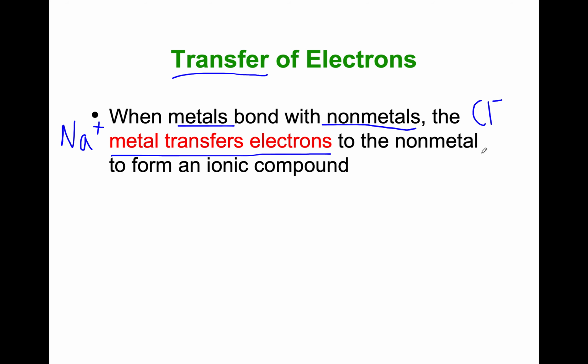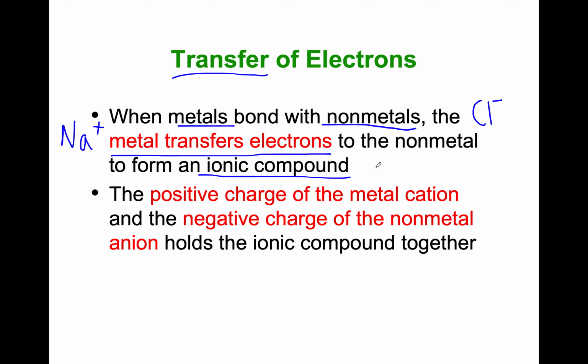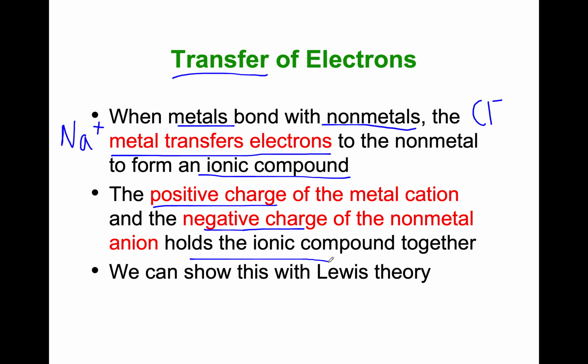Okay, so that's the sodium chloride. Now you're seeing the theory or the why behind it. Sodium goes to sodium plus to get to 8 valence electrons. Chlorine goes to chloride to get to 8 valence electrons. And those two can combine to form an ionic compound. So what draws these together is the positive charge and the negative charge. It's electrostatic attraction. It holds the ionic compound together. And this can be depicted with the theory that we're talking about.